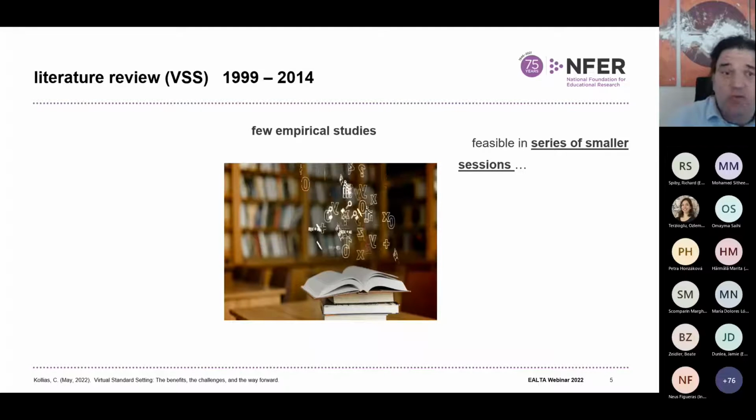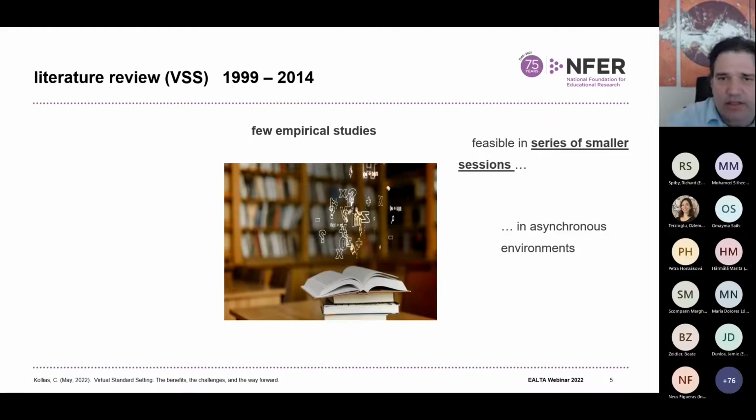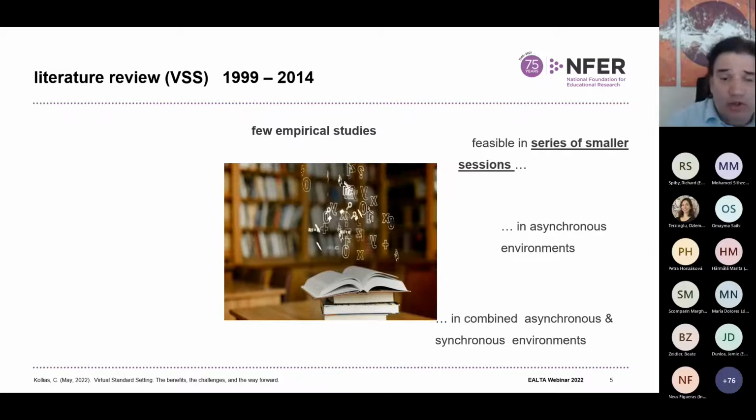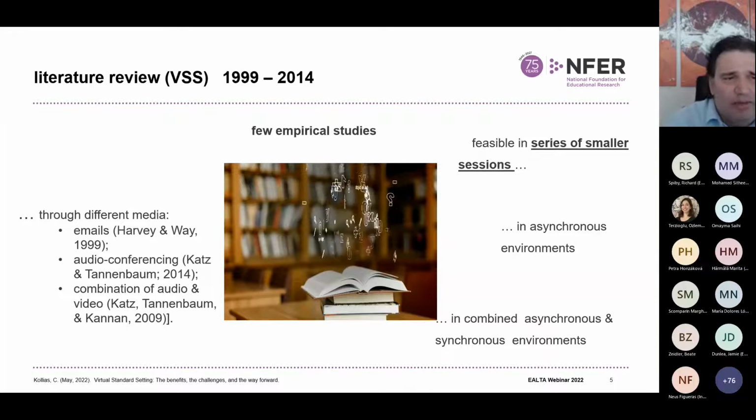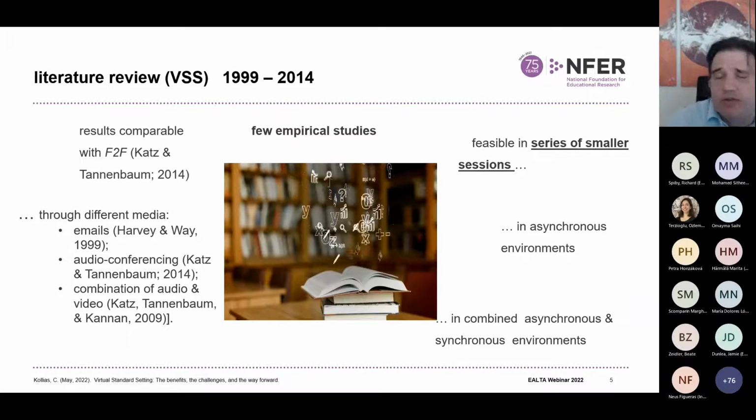Virtual standard setting was feasible in a series of smaller sessions, like 2-hour or 3-hour sessions. It was feasible in asynchronous environments; sometimes you tell the judges, come back next week, do your rating. It was also done in combined asynchronous and synchronous environments, and through different communication media: emails, audio conferencing, or a combination of audio and video. And we also had results comparable with face-to-face.